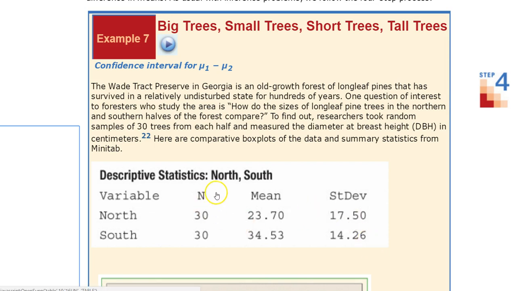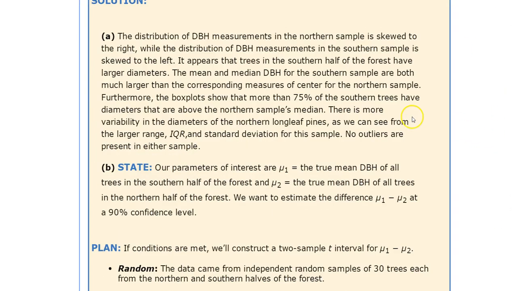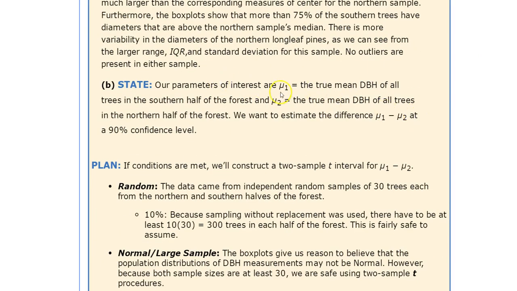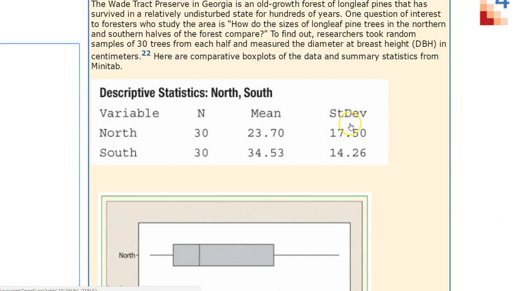And here are the mean and standard deviations of the diameter at breast height of the trunks of trees in the northern and southern part of the forest in the Wade Tract Preserve in Georgia. Let's go down and see how they're stating the parameters of interest. They call mu1 the true mean DBH of the trees in the southern half and mu2 the true mean DBH of the trees in the northern half. So notice when I look at my table here, they're using the south as mu1 and the north as mu2.